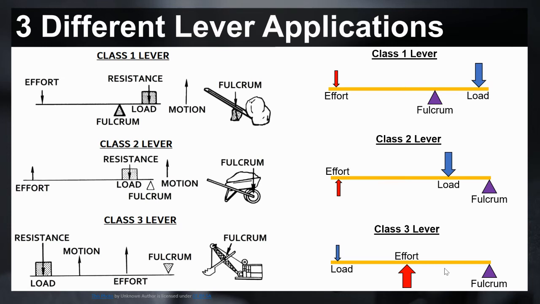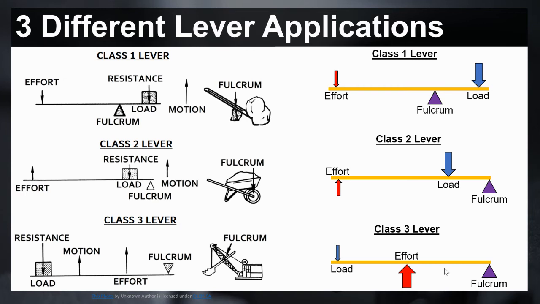In a class 2 lever, the fulcrum is at one end and the effort is at the other. Because the load is in the middle, it will always amplify the force of the effort to overcome the load. In this case, you can see that a small effort is applied to move a large load.